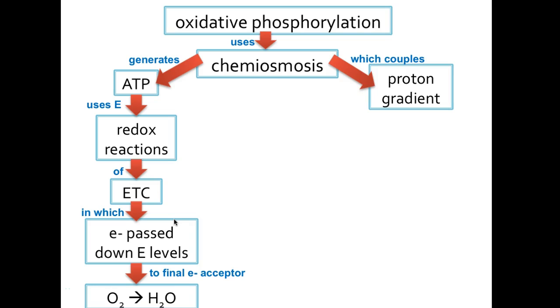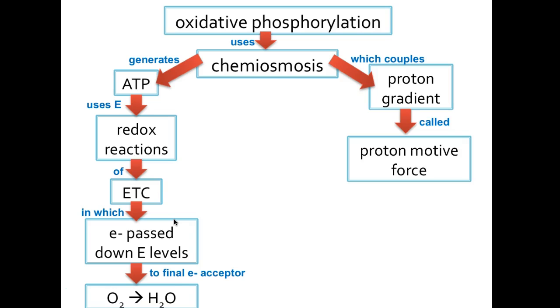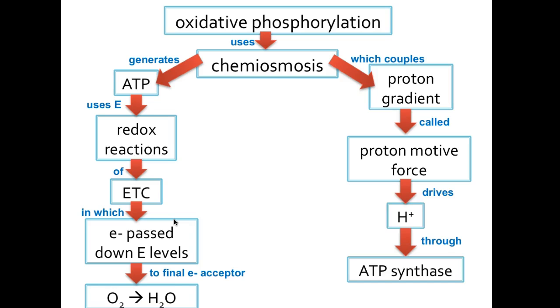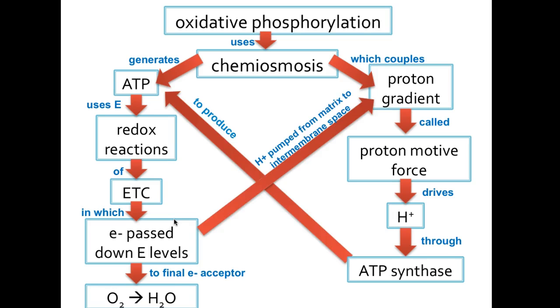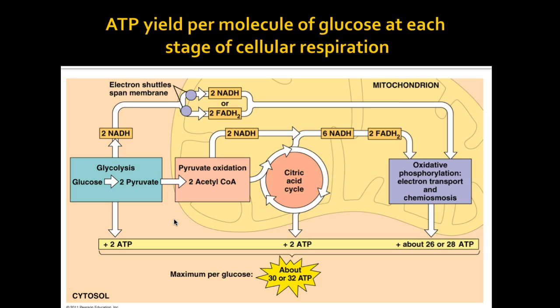Oxidative phosphorylation also uses chemiosmosis, which couples the proton gradient called the proton motive force to drive hydrogen ions through ATP synthase to produce ATP. Ultimately, electrons pass down energy levels as the hydrogen ions are pumped from the matrix to the intermembrane space. They are going to help with that proton gradient.